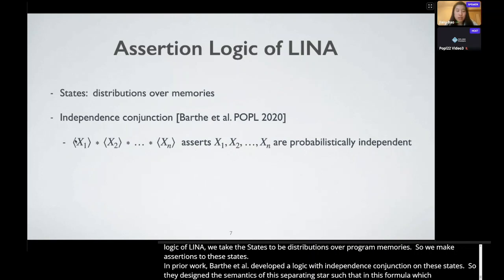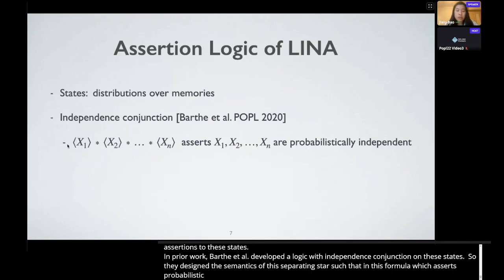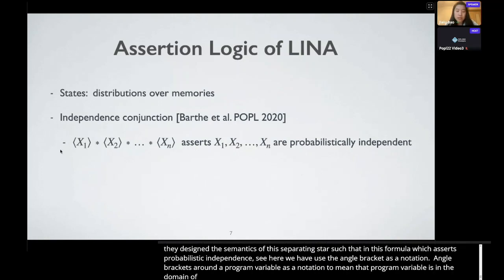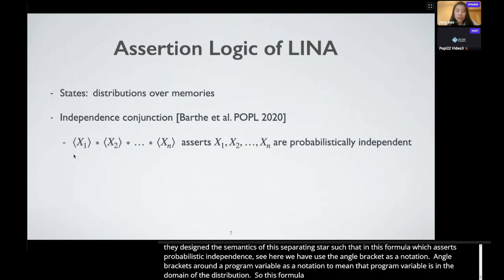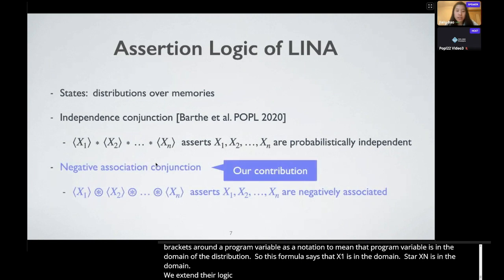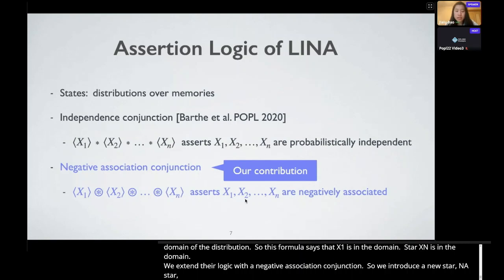Here we use angle brackets around a program variable as a notation to mean that the program variable is in the domain of the distribution. So this formula says that x1 is in the domain, star, xn is in the domain. We extend their logic with a negative association conjunction. So we introduce a new star, the NA star, for asserting negative association.